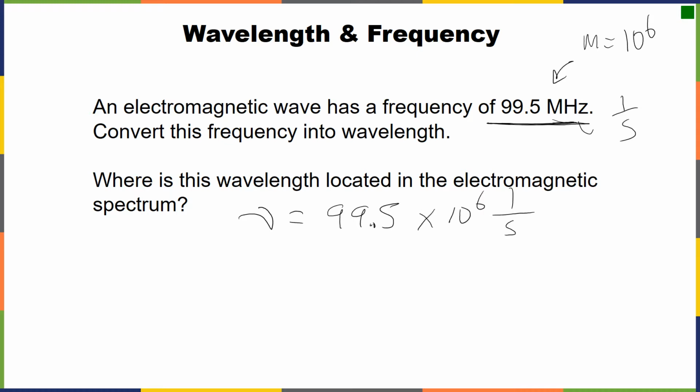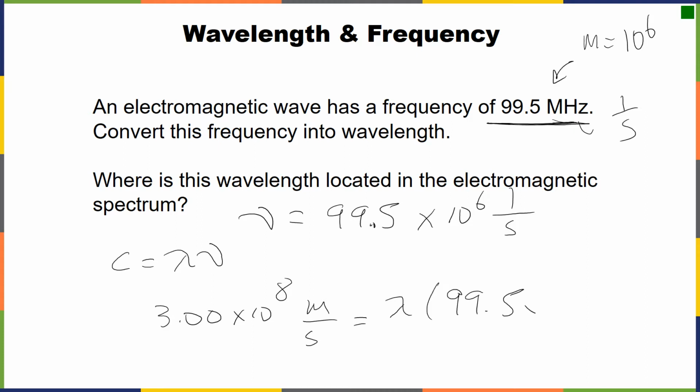We know our equation is the speed is equal to the wavelength times the frequency. So 3 times 10 to the 8th meters per second is going to equal the wavelength multiplied by 99.5 times 10 to the 6th per second. And when we solve for our wavelength, we are going to get a value of 3.02. Now note, our seconds here are going to cancel, and we're going to get units of 3.02 meters. This is in the radio.